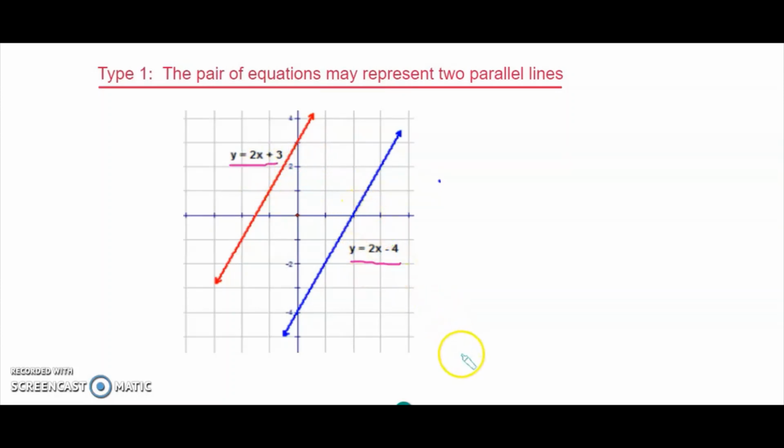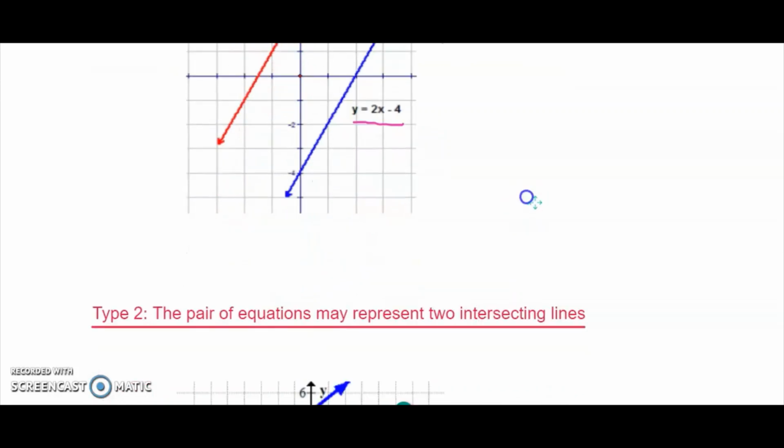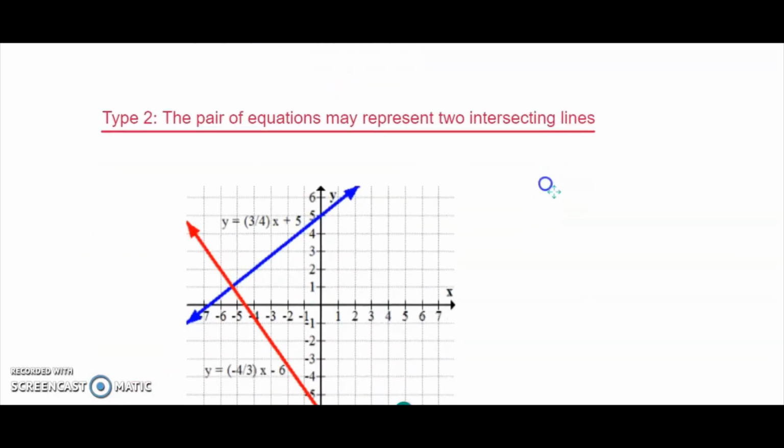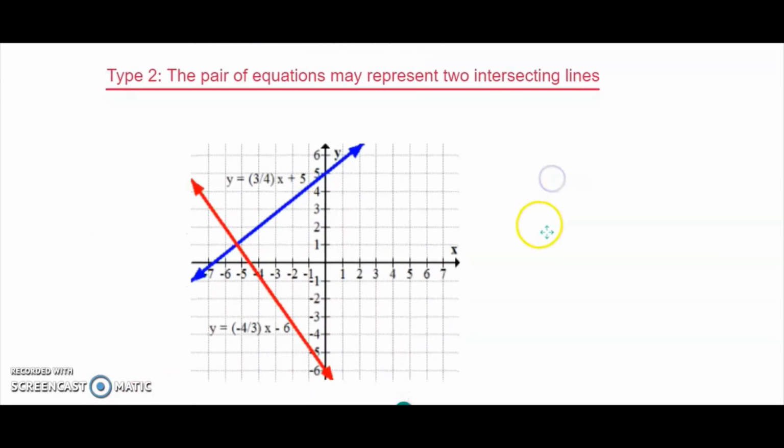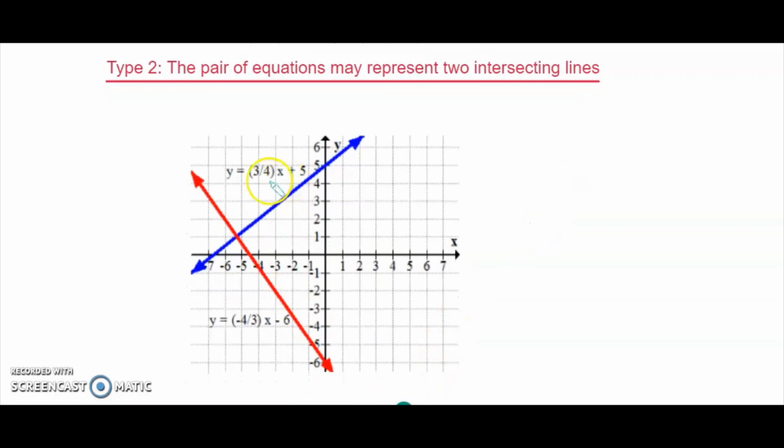The second type of equation will be represented by two intersecting lines. So here you can see y equals 3/4 x plus 5, which is the blue line, and y equals minus 4/3 x minus 6, which is the red line. Now clearly we can see here the two lines are meeting, meaning they are intersecting. So the linear equations are representing intersecting lines. So the second condition is they can be intersecting lines.